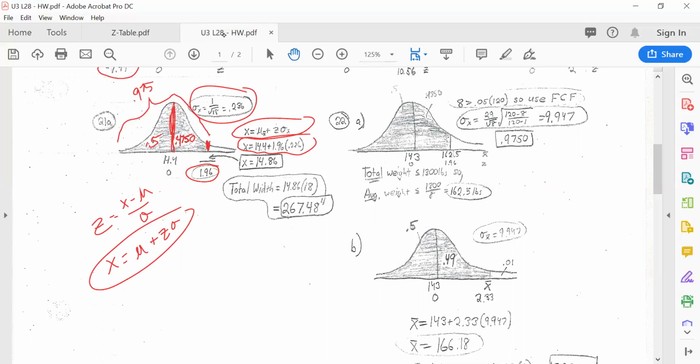Why can I use the central limit theorem here? Because men's hip breadths are normally distributed. And I get a hip breadth of 14.86 inches. And that would be the answer.